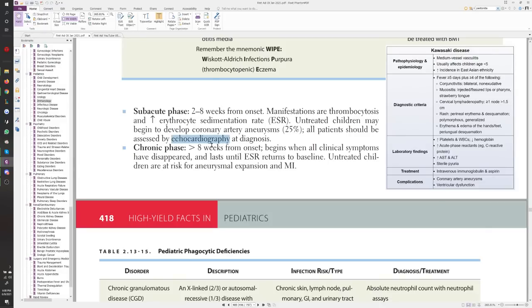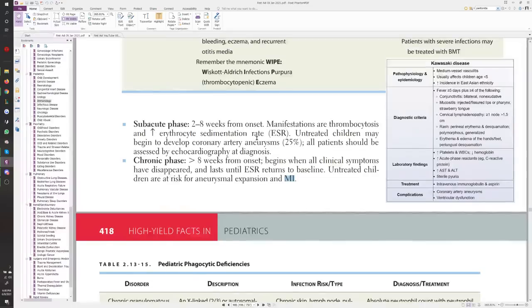The chronic phase is where now the real other issues come up. All clinical symptoms have disappeared, and the ESR lasts and eventually will return to baseline. So that means inflammation will go away. Untreated children are at risk for aneurysmal expansion and an MI. So if you ever get a tricky question where they tell you that a young child had fever for a very long time, maybe a week, as they might describe it, and then all of a sudden the child died of an MI, it's extremely rare for a child of more than 1 year old to die of an MI. Sudden cardiac death, which occurs in newborns and infants, is a different thing.